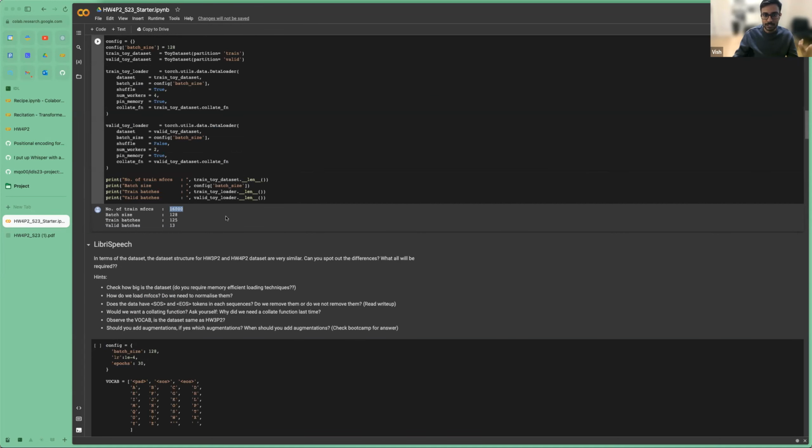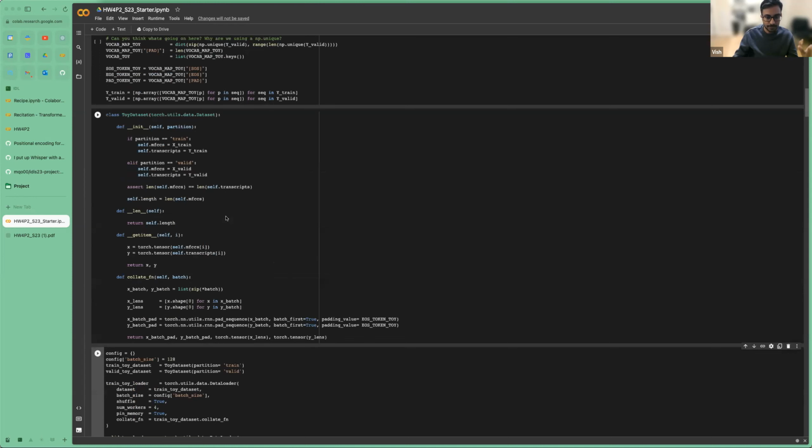Okay, I see a question. Why do we use EOS token toy instead of pad token toy for padding?